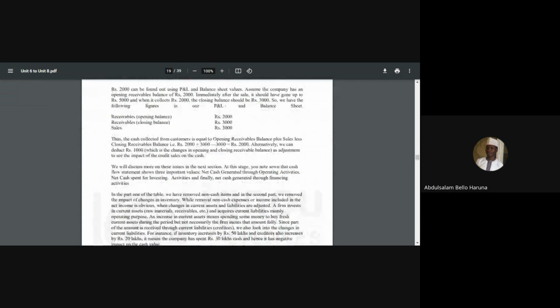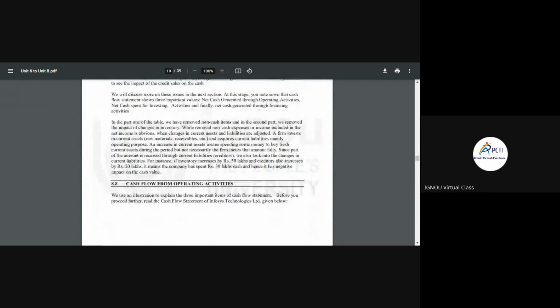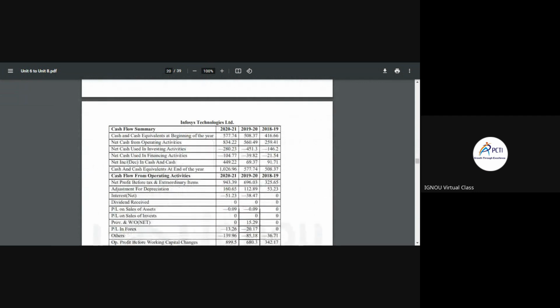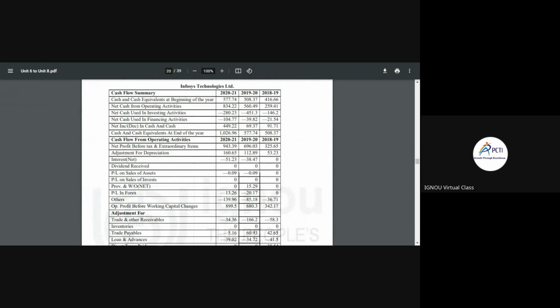Yes, ma'am, understood. Next one is your cash flow from operating activities if you need to calculate. So like this, you will get a question in your exam. This is your cash flow summary. First of all, you will have 2021, 19-20, and 18-19. You are having 3 years of data. First of all, you have cash and cash equivalent at the beginning of the year. Then you have net cash from operating, investing and financing activities. And in the end, you have increase or decrease in cash and cash equivalents at the end of the year.